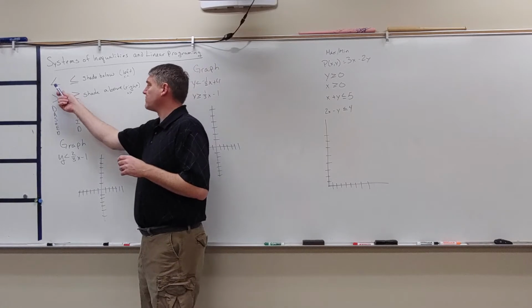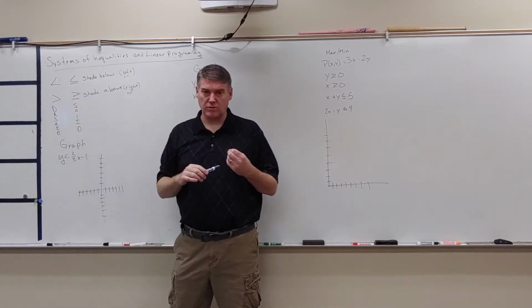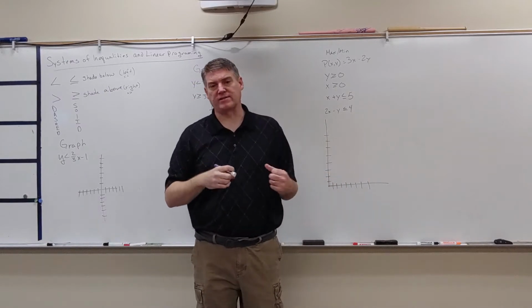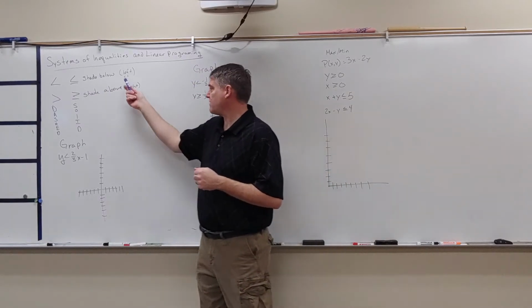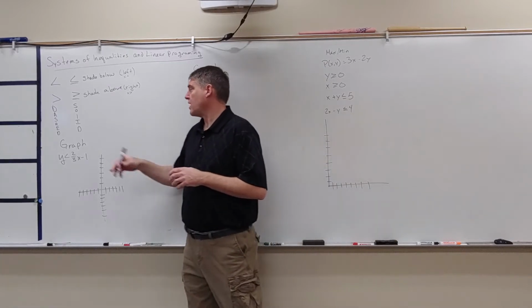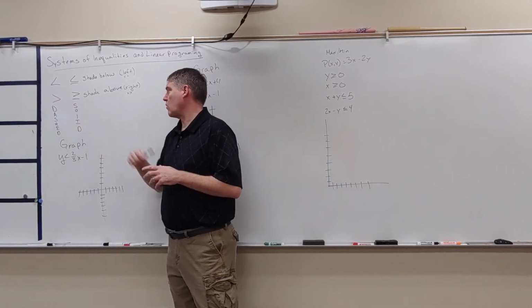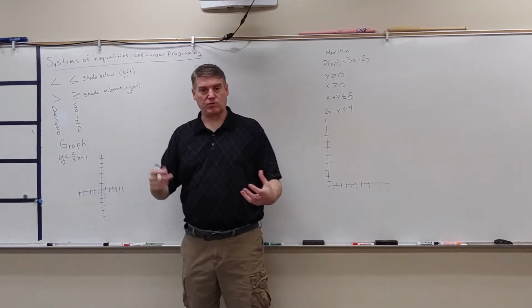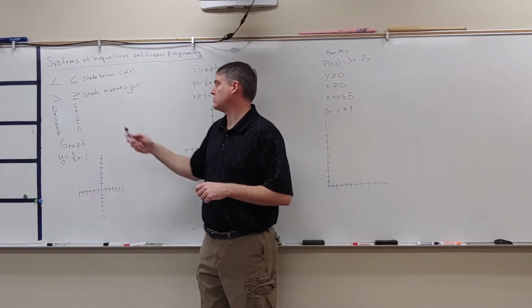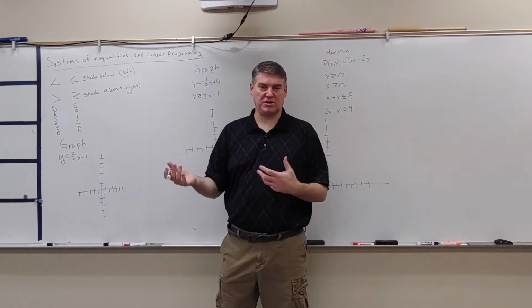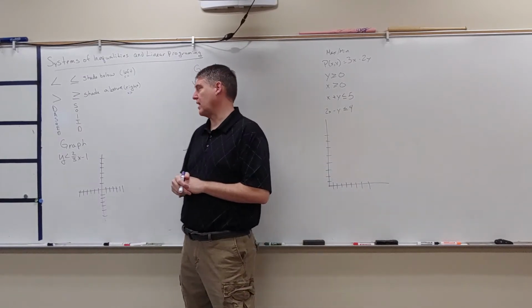Okay, so if I have less than or equal to, I'm going to shade below. If it's y is less than or y is less than or equal to, I'm going to shade below. If it's x, I'm going to shade to the left. Okay, if it's greater than or greater than or equal to, I'm going to shade above. If it's y is greater than or y is greater than or equal to, I'm going to shade above. If it's x is greater than, I'm going to shade to the right of that line.